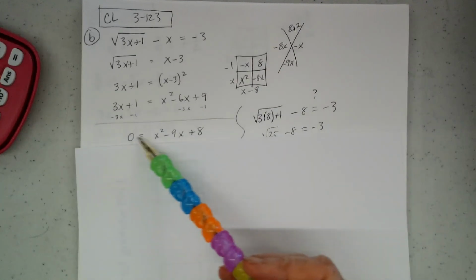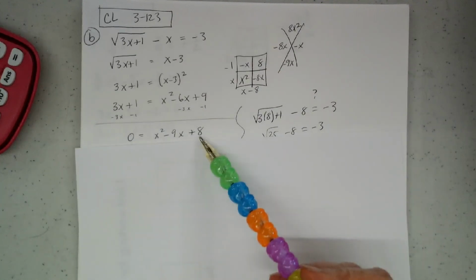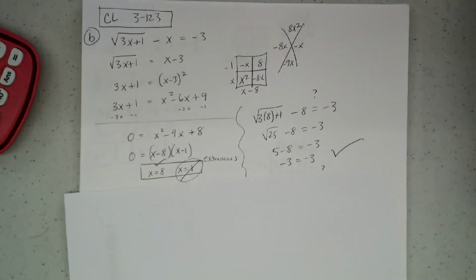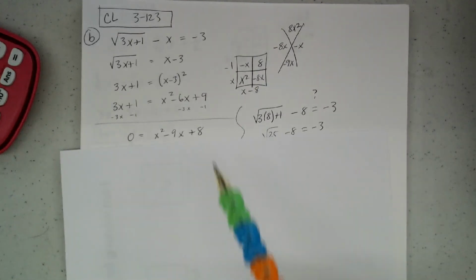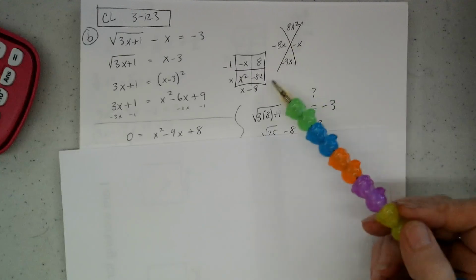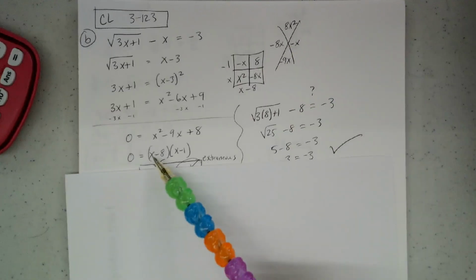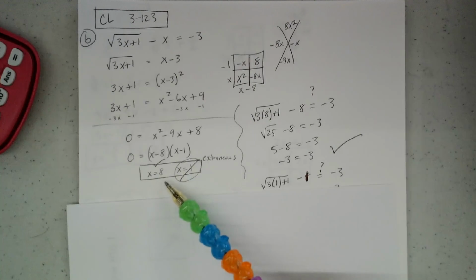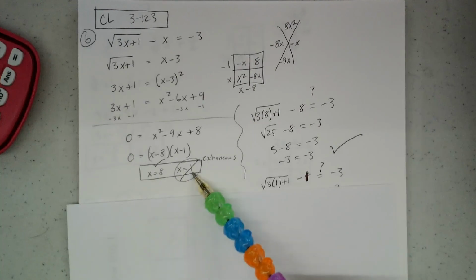And then that gave me, so now I'm set equal to 0. And so now I'm going to try to factor it. Here's where I factored it, and I got x minus 8, x minus 1. So that gave me 8 and 1.